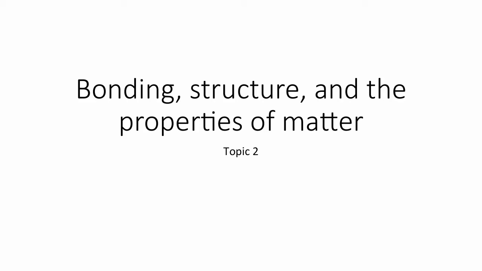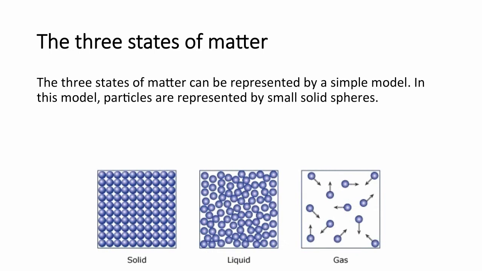Welcome to video 2 of AQA GCSE Chemistry, topic 2, bonding, structure and the properties of matter. So we're going to start off with the three states of matter, and as you probably remember from year 7, there are solid, liquid and gas, and they can be represented in the particle model.